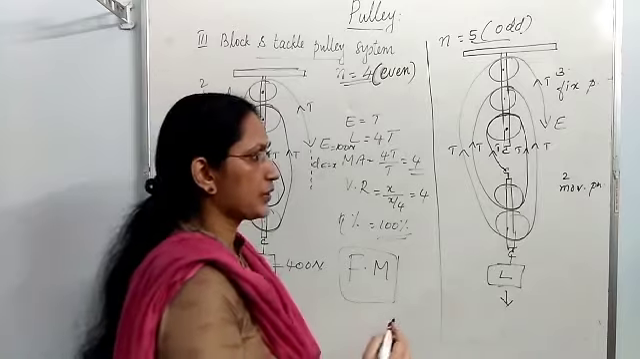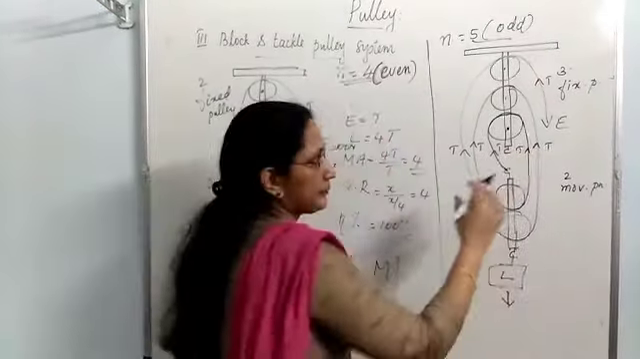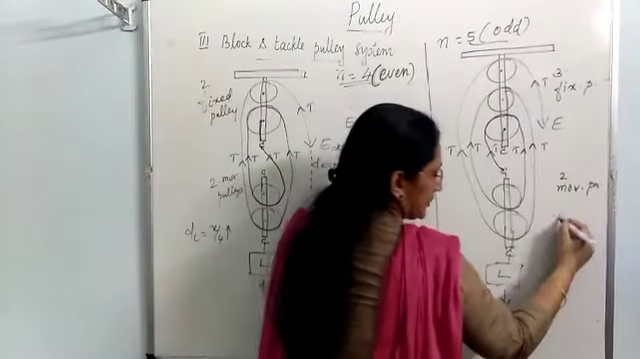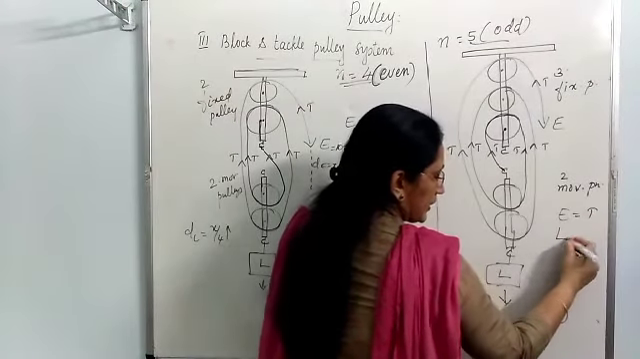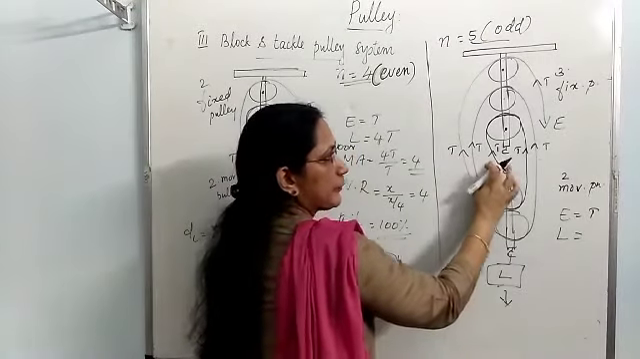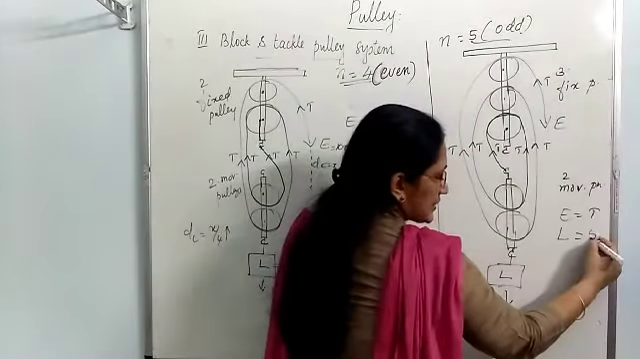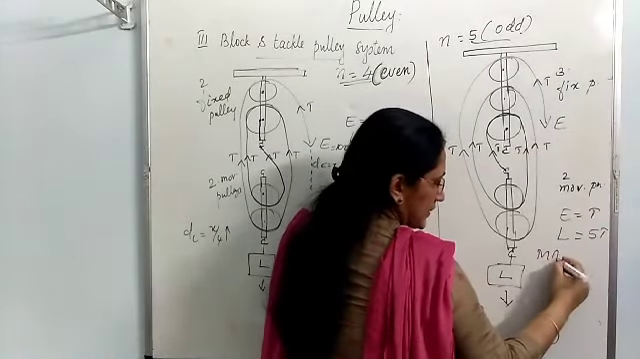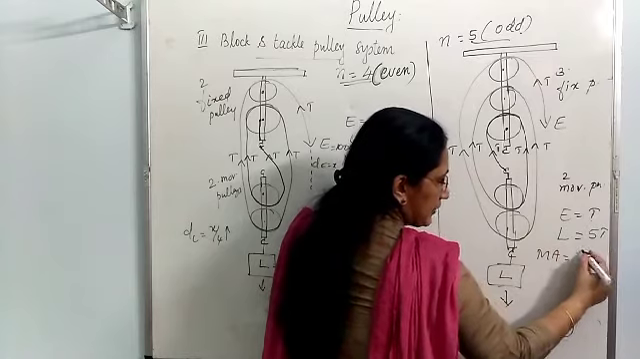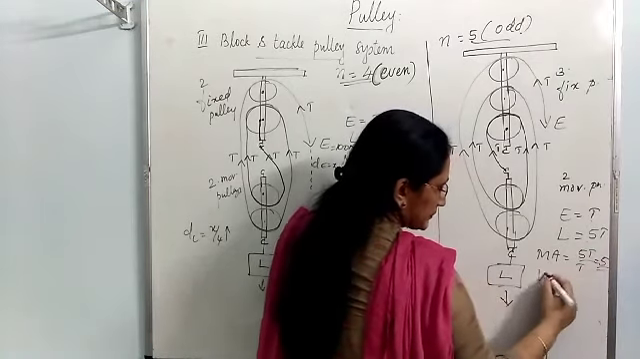Now let us calculate its MA and VR. At equilibrium, E and T are equal. Then L is equal to, this load is held in equilibrium by 5 rope segments, each having tension T. So L is equal to 5T. So MA is equal to L by E, 5T by T, that is 5.